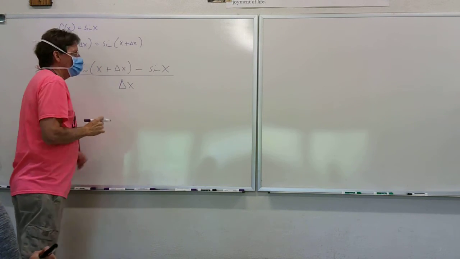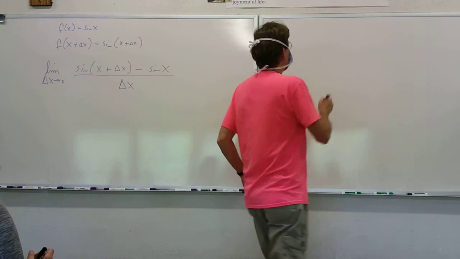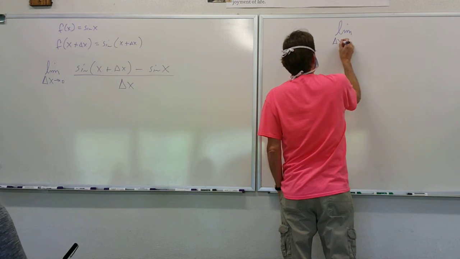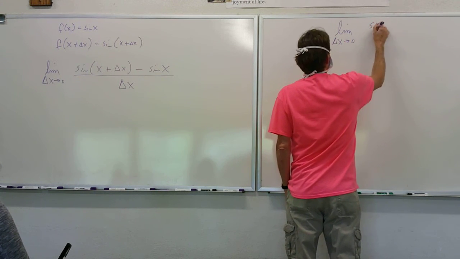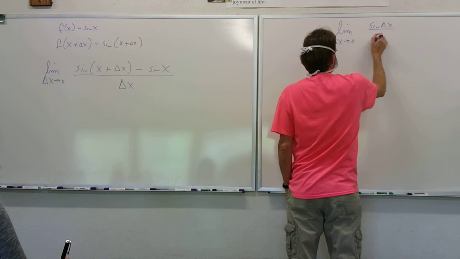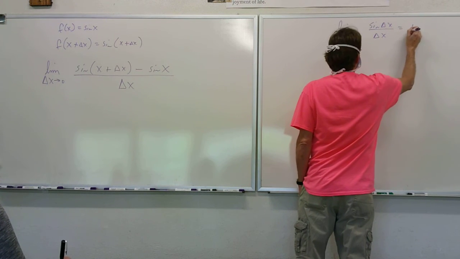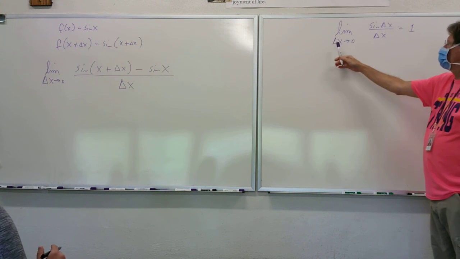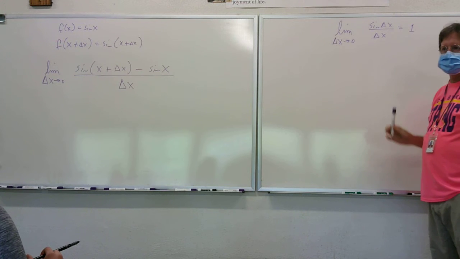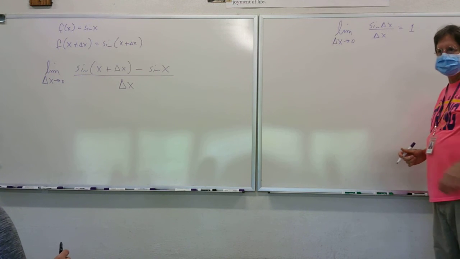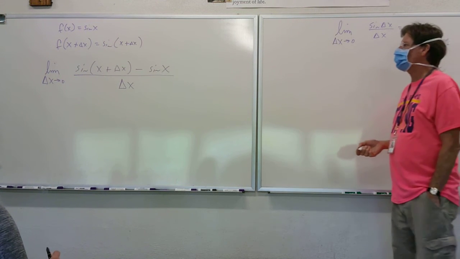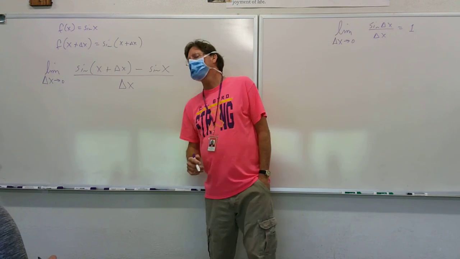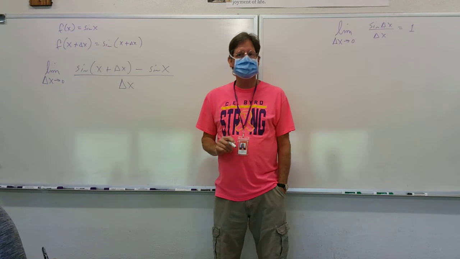Now, just a little review. Remember, the limit as delta x approaches 0 of sine of delta x over delta x is going to equal 1. Is everyone okay with that? Because that's theta over theta, right? That's going to equal 1, just in case we need it later on. Now, let's think about something for just a second. Does anything on this board look like something we talked about last year in trig?